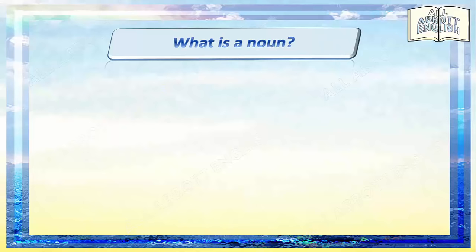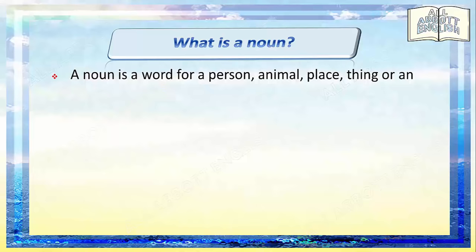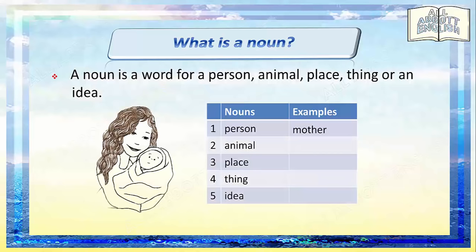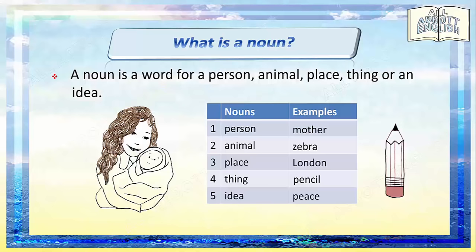A noun is a word for a person, animal, place, thing or an idea. An example of a person is mother. Animal: zebra. Place: London. Thing: pencil. Idea: peace. Countable nouns have a plural form.